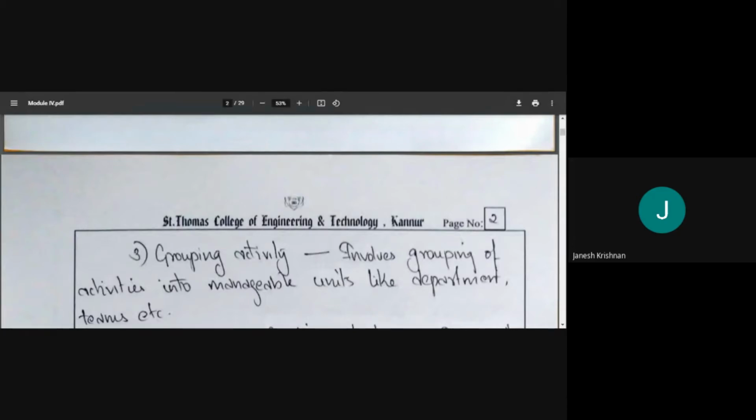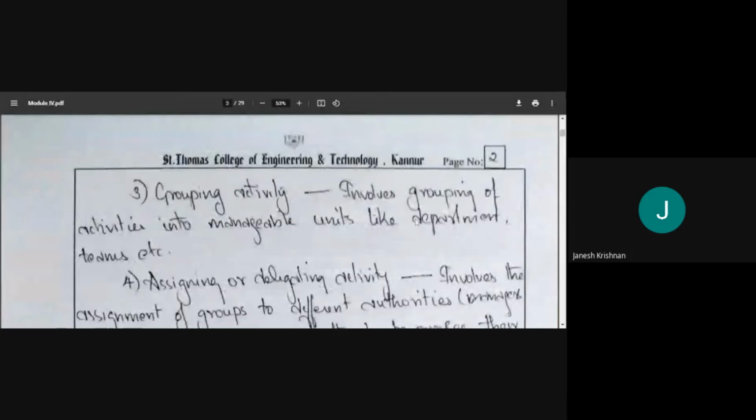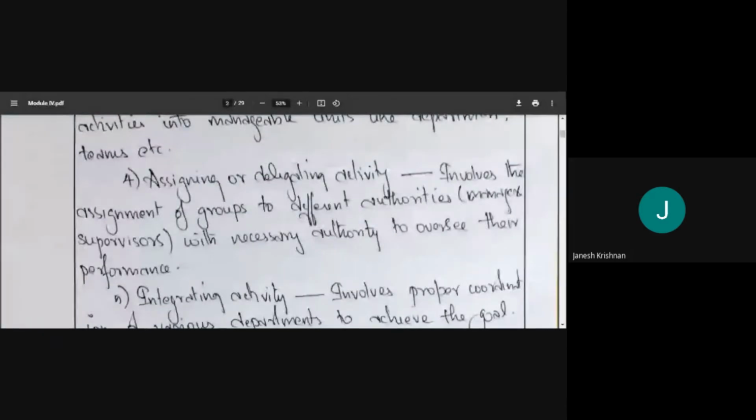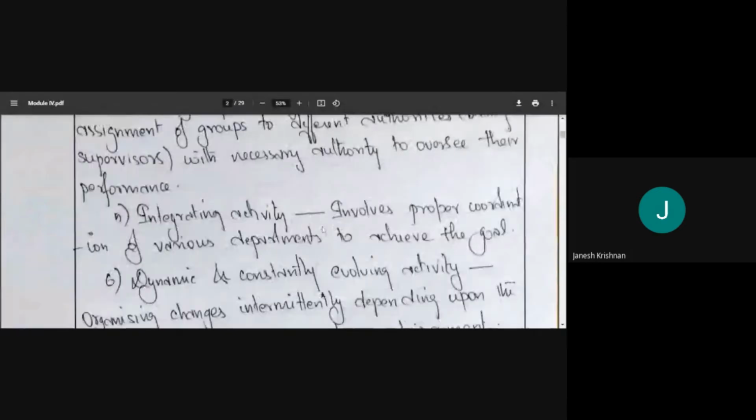The one who operates the music system, the students will have requirements, right? The karaoke department will all come under stage. And then we will be grouping the activity. Then assigning or delegating activity, that is, who is responsible for what, for authority. We are giving some people authority, and we are delegating some of the authority. Then integrating it. Once all these things are differentiated and grouped into different departments, now what should happen?